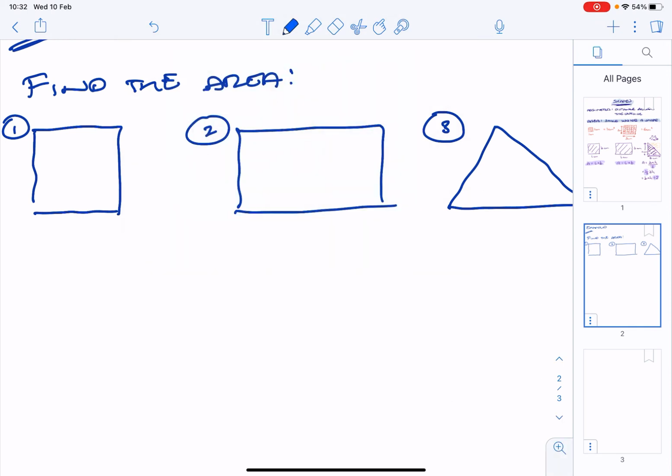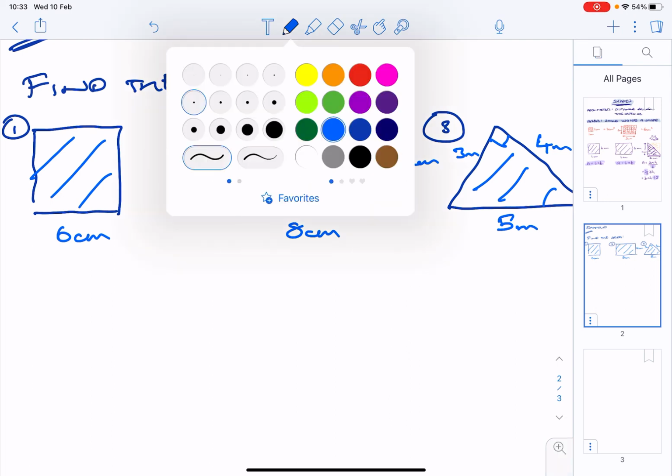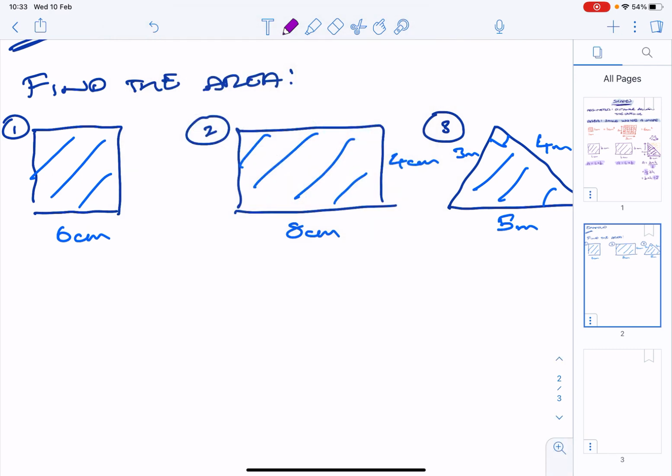So let's just say this is 6 centimeters long here. And then on the rectangle, we've got an 8 centimeter by a 4 centimeter. And then for this one here, let's just go 3 meters, 4 meters, 5 meters. Okay, and I'll say that these are right angles to each other. So we're trying to find the area in each of these cases. So it is the space inside that shape that we're looking for. If we were looking for the perimeter, then we could still do it with each of these questions, but it would be a different answer. So we have to be aware of what we're actually looking for in each of these cases. Okay, so it says find the area, so that's what we're going to do.